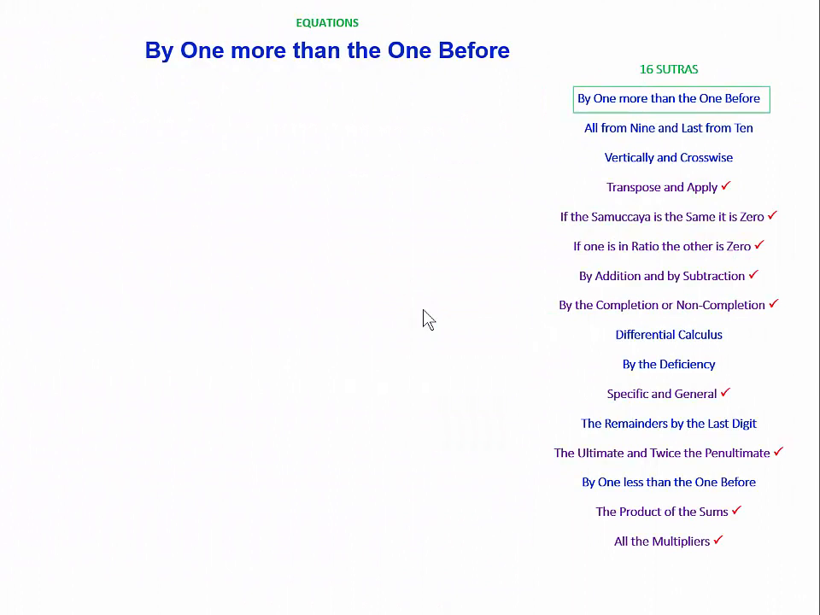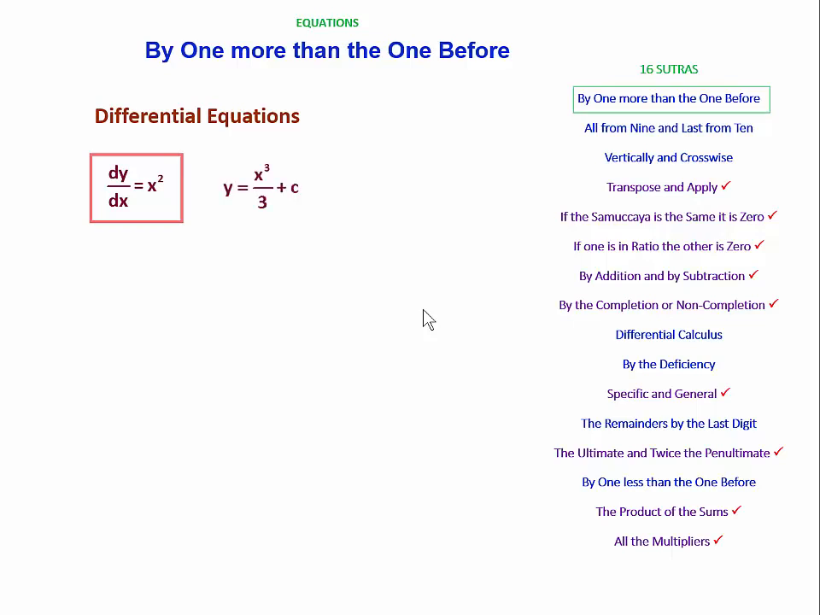By one more than the one before, Ekadhikena Purvena. Differential equations. This comes up where we're integrating. The power goes up by 1. So if you've got dy/dx equals x squared, then y is going to be x cubed over 3 plus a constant. And the power goes up, and so we have one more than the one before.